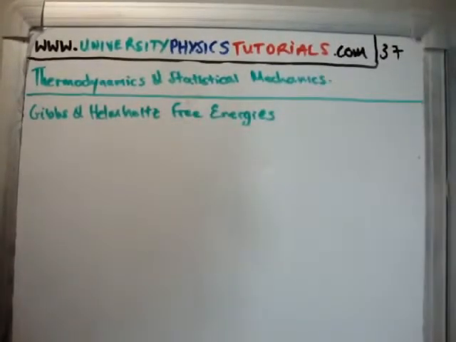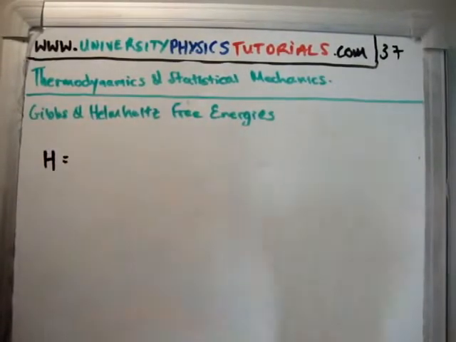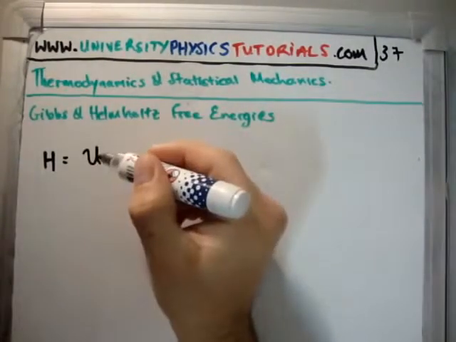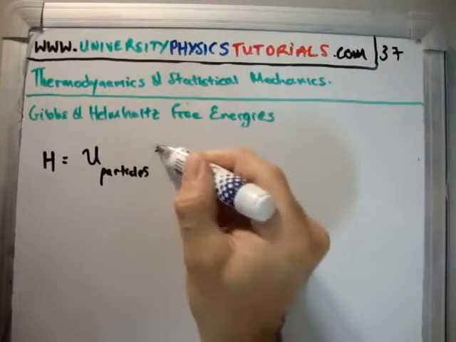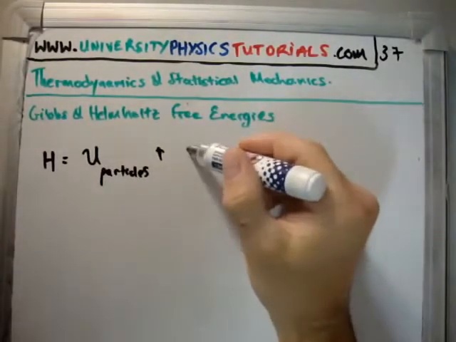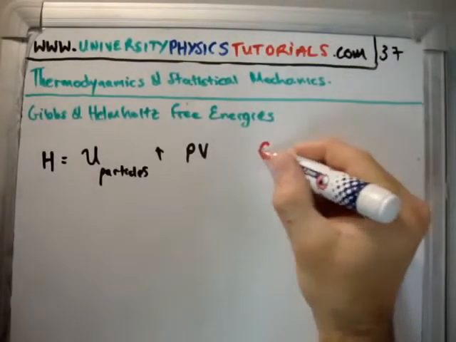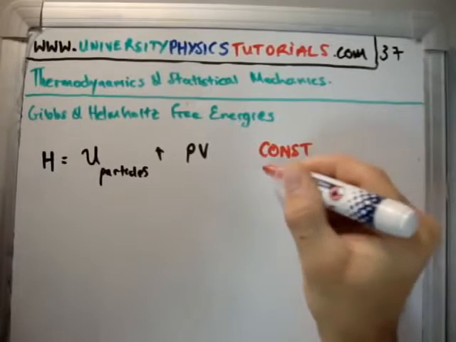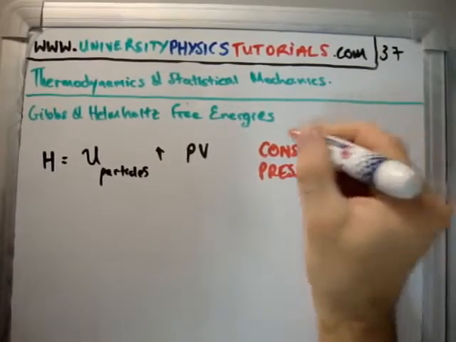So let's start. The enthalpy, which we give the placeholder H, we said in a previous video is going to be the internal energy of the particles, plus PV, so U plus PV. We say that PV is the work done on the atmosphere to make room for the particle. Now, the important point here is that we're at constant pressure.